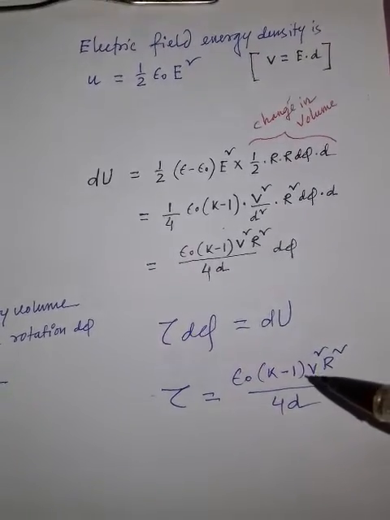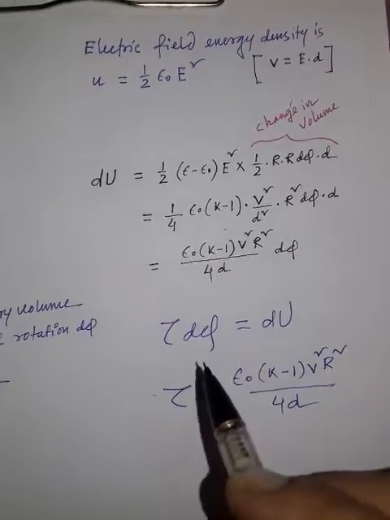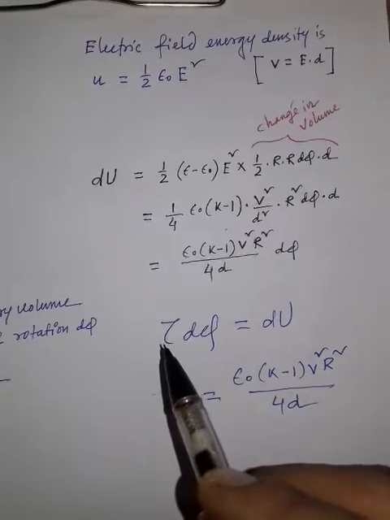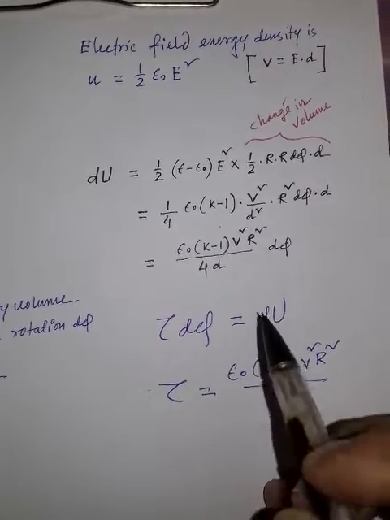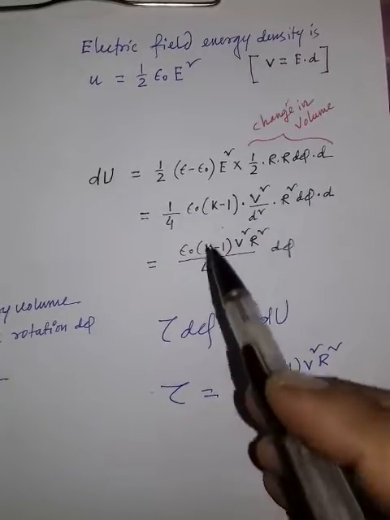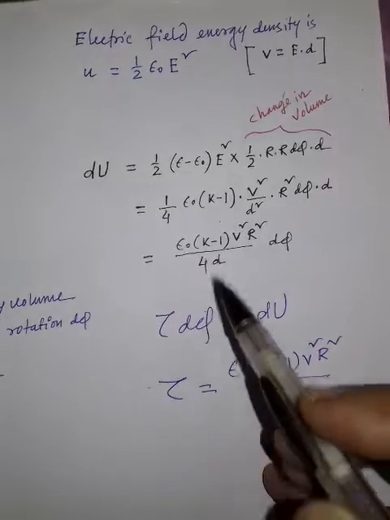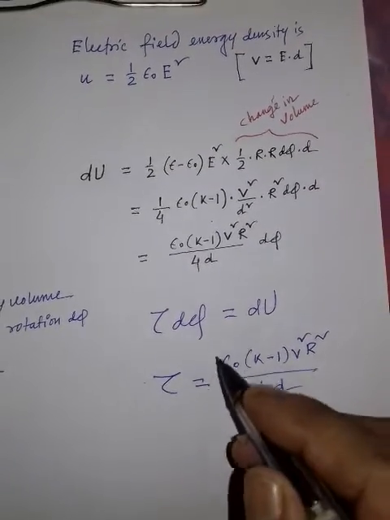But we know that the change in energy due to torque applied, here tau is the torque, is nothing but tau d phi is equal to d u. So just equate this, and by comparing these two equations, we readily get the applied torque as this one.